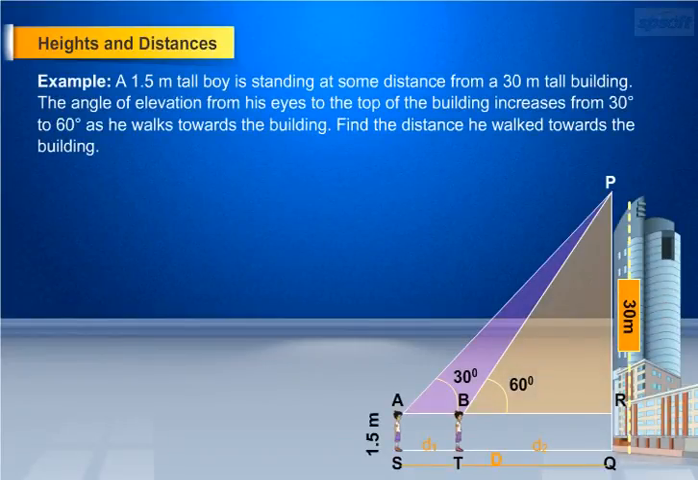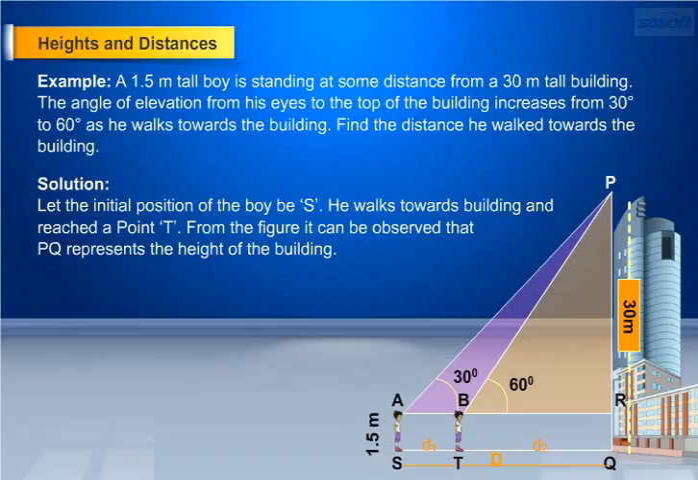Example: a 1.5 meters tall boy is standing at some distance from a 30 meters tall building. The angle of elevation from his eyes to the top of the building increases from 30 degrees to 60 degrees as he walks towards the building. Find the distance he walked towards the building.